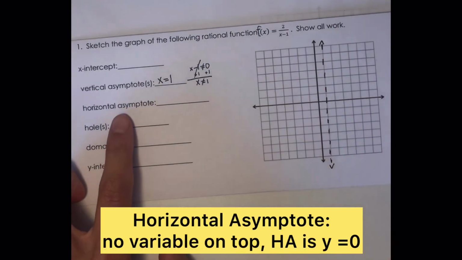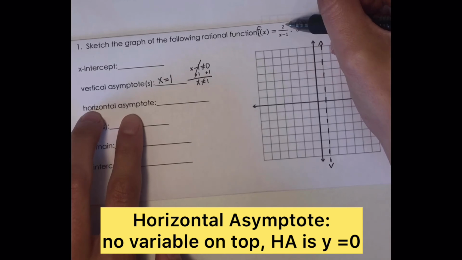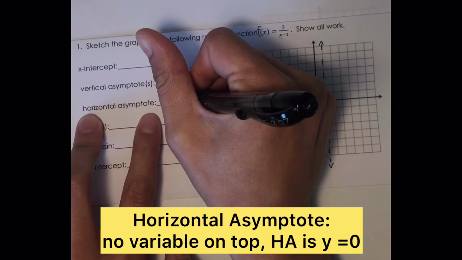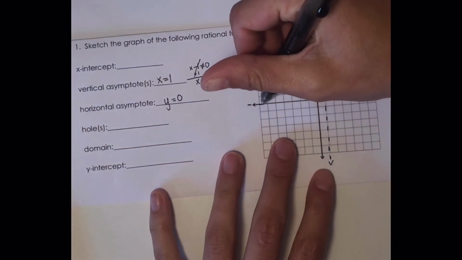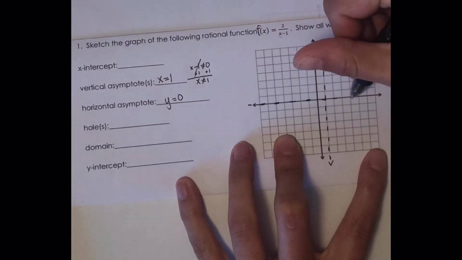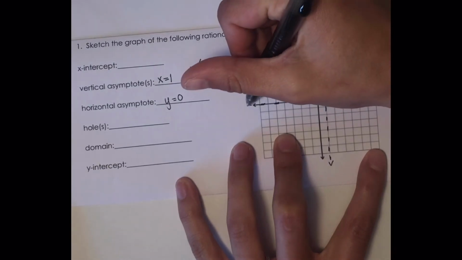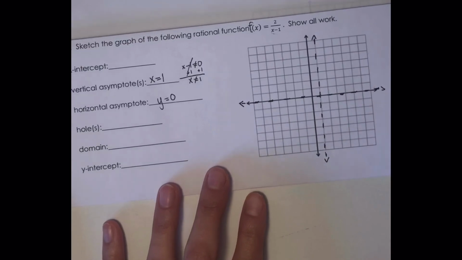All right, next I'm going to do horizontal asymptote. There's nothing on top, and there's x on the bottom, so that means our horizontal asymptote is at y equals 0. That's just something you have to memorize. You can look at the videos on horizontal asymptotes if that's confusing. So I'm drawing a dashed line at y equals 0 to show that our graph cannot cross at 0.